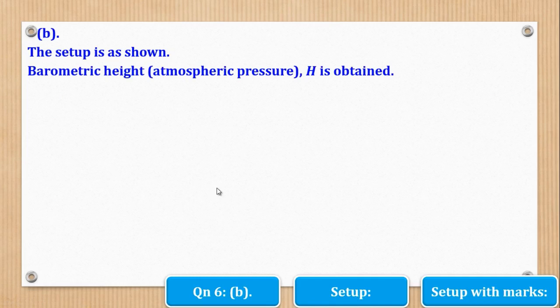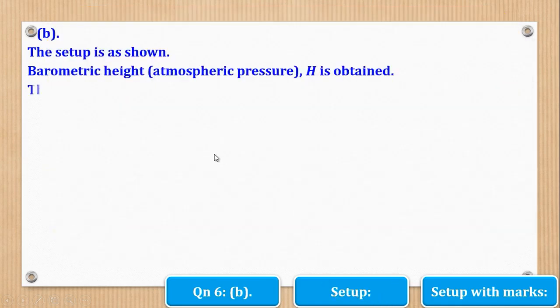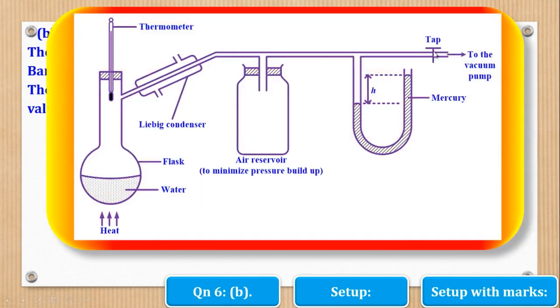Next, the atmospheric pressure is obtained from this U-tube manometer before you connect it to the vacuum pump. So the tap is opened and the pressure above the liquid is varied to a suitable value using a pump. You open this tap so that since it is connected to this vacuum pump, you can easily adjust the pressure in this closed limb. It can be either above the atmospheric pressure or below.